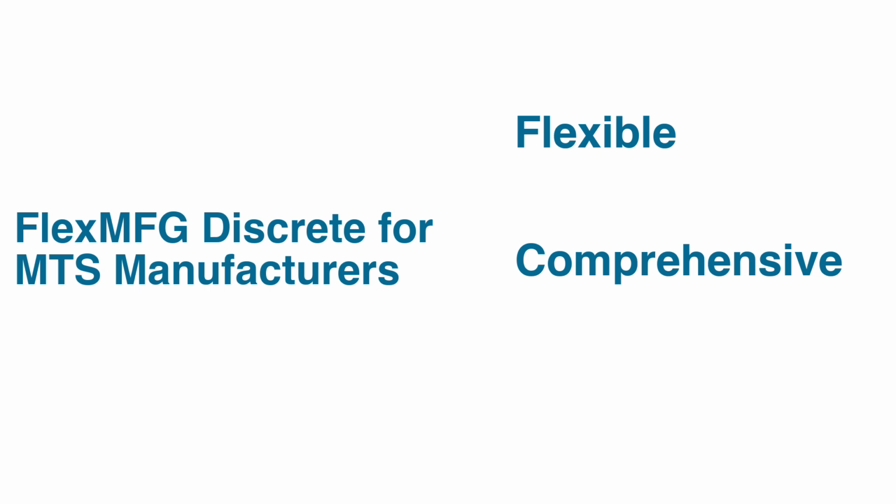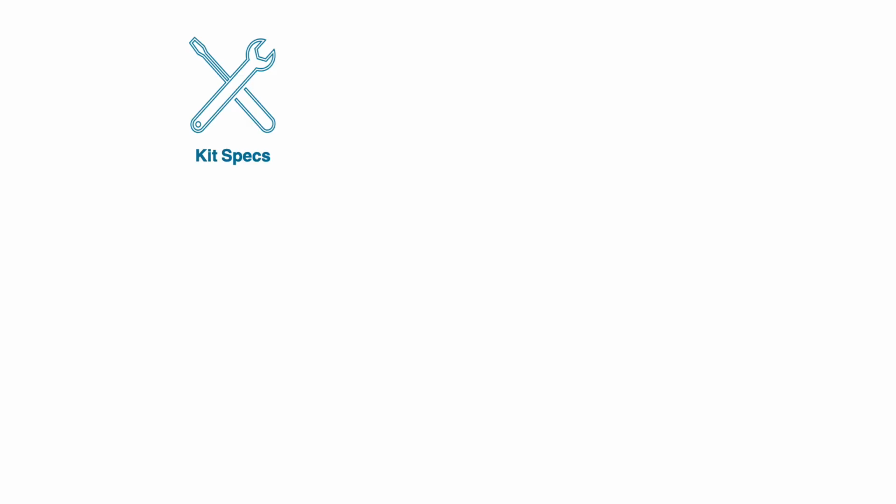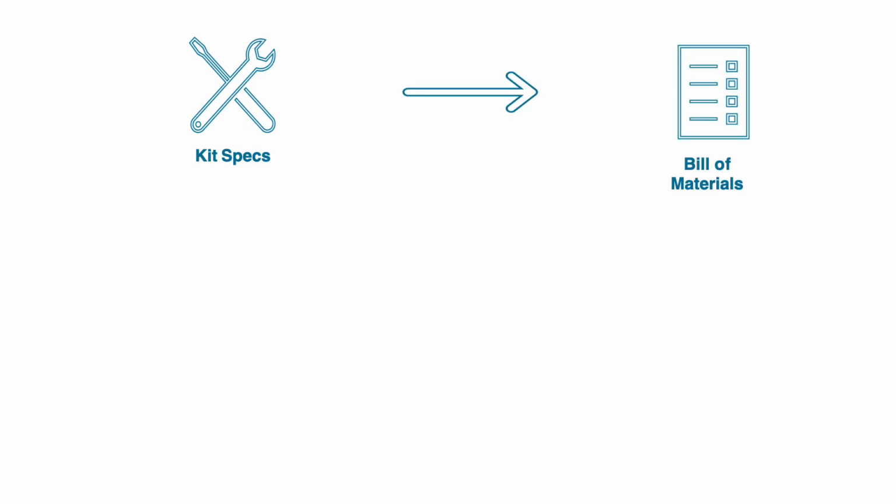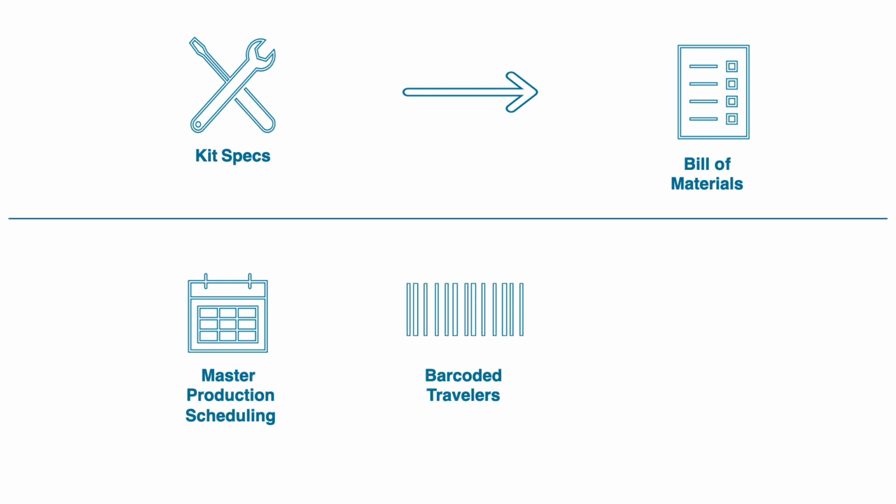FlexMFG Discrete for Acumatica is a flexible and comprehensive solution for make-to-stock manufacturers who do not require the complexity of a full manufacturing ERP. FlexMFG Discrete is built on and extends Acumatica's Distribution Edition. By converting kit specifications into a bill of materials, FlexMFG Discrete is able to offer master production scheduling, barcoded travelers, MRP functionality, and more. The dynamic bills of materials account for both labor and materials, so you can have greater insight into your cost of goods sold and tighter inventory control.